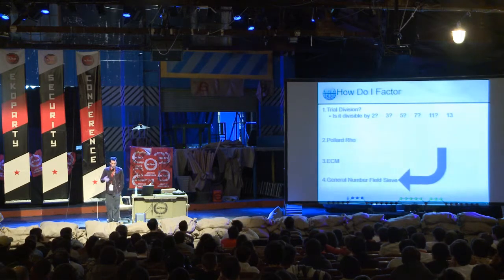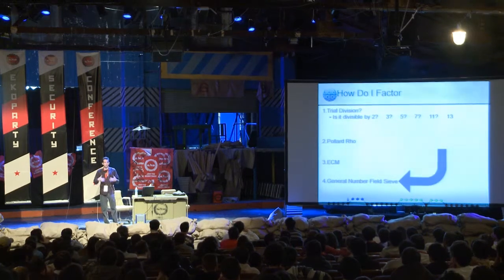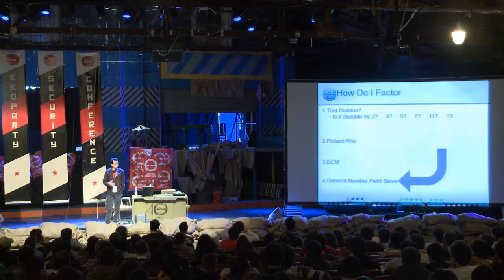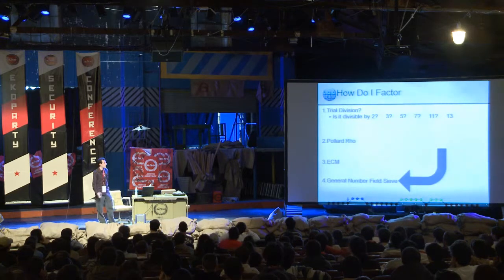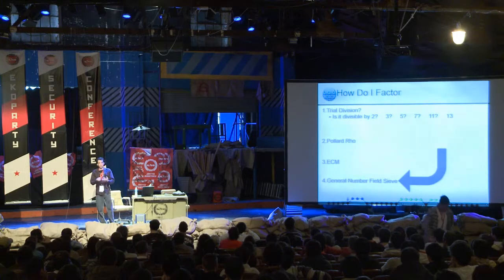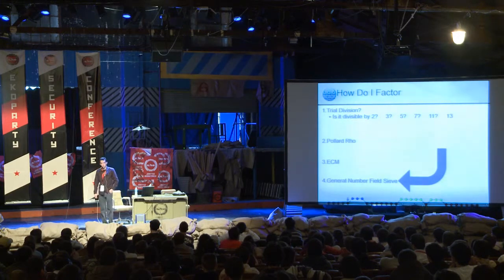So how do you factor? Breaking RSA, so RSA used in SSL or public key cryptography, the most straightforward way to break it is to factor the public modulus, the public semi-prime. And the easiest way to think about factoring is, is it divisible by 2? 3, 5, 7, 11, 13. You just try each prime. That's really slow. There are a couple of other algorithms, Pollard Rho, ECM, but the one that we're going to use is the general number field sieve.